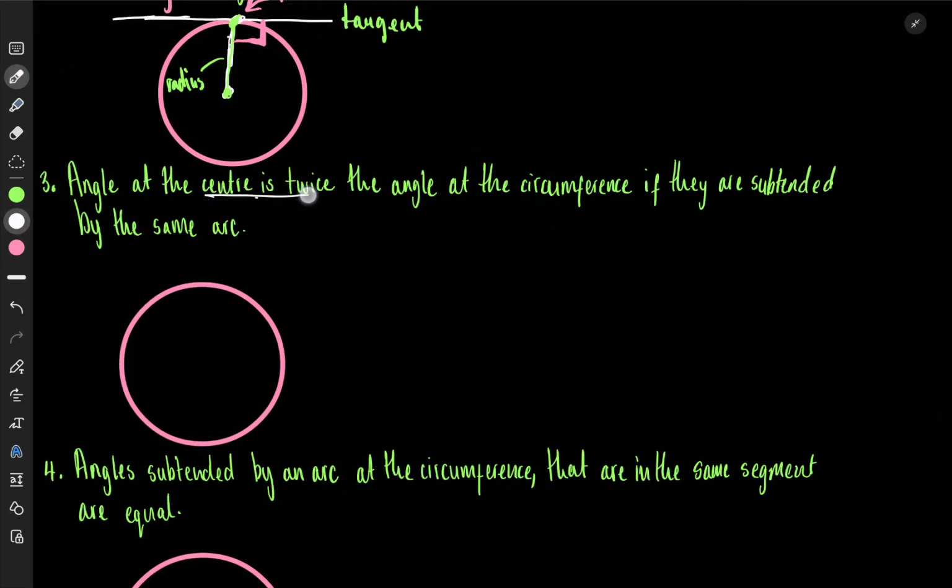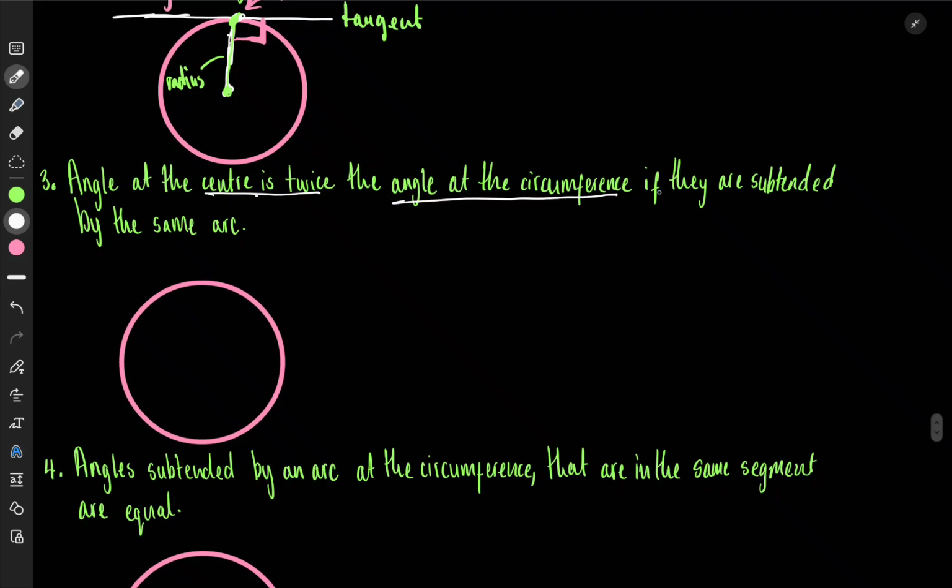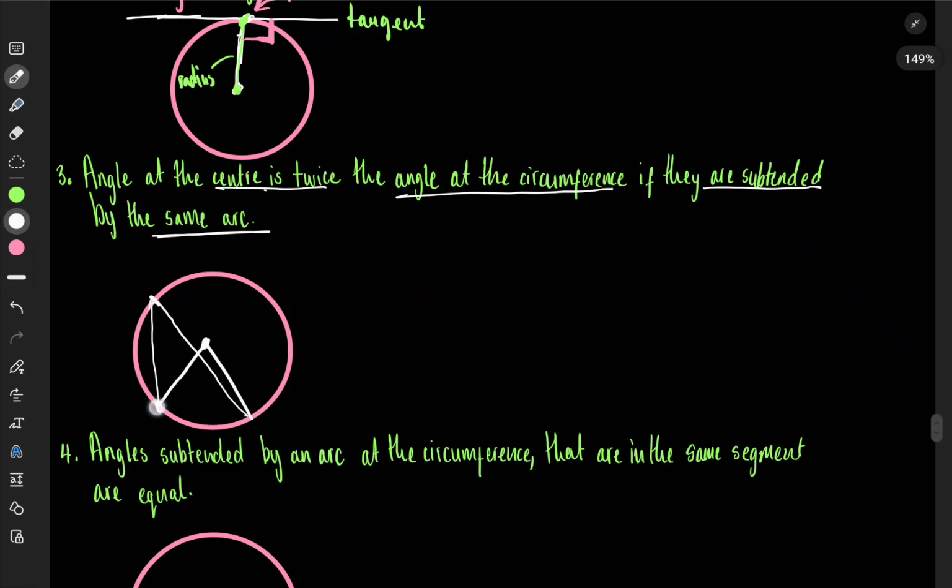The angle at the center is twice the angle at the circumference if they are subtended by the same arc. Now we know what an arc means. It's the outside, and it is made when you have 2 radii. So that means if I have something like this, okay, there is an angle like that. And then if I put another angle at the circumference like this, okay, here is the angle at the circumference. If I say this is point A, this is point B, okay, let's analyze these 2 angles.